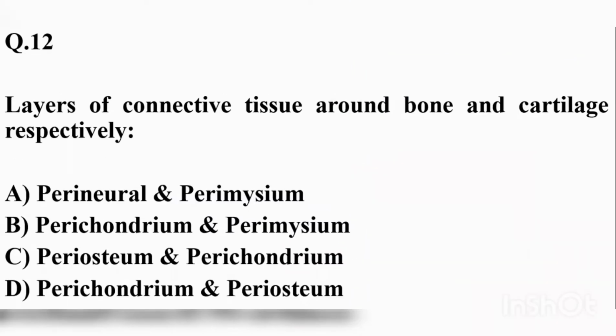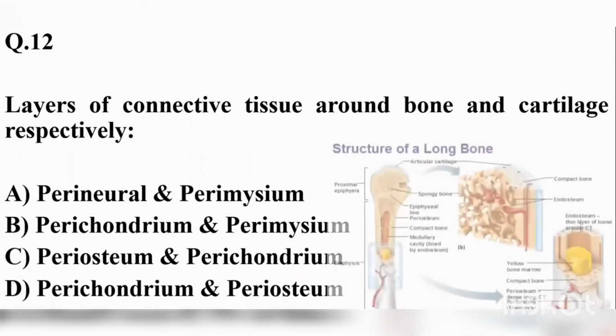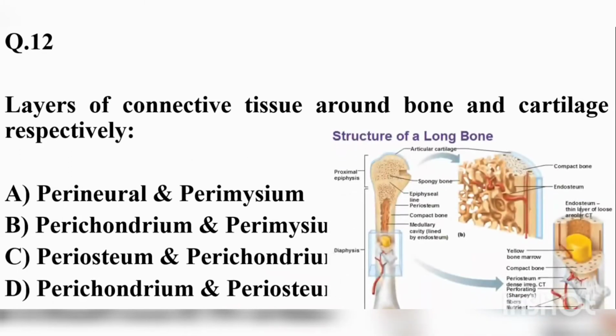Layers of connective tissue around bone and cartilage respectively. The connective tissue layer around bones is known as periosteum, while around cartilage it is known as perichondrium.